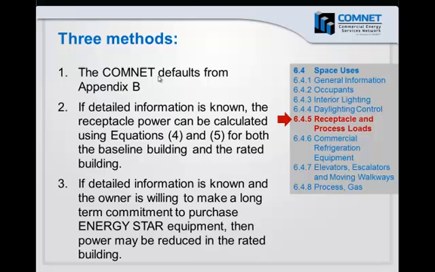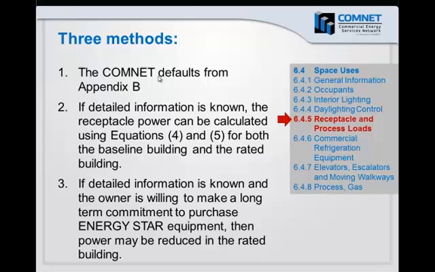But there's three methods that COMNET has developed for developing the receptacle power. The first method is a simple watts per square foot number that you can pull from Appendix B and use. When you do that, that number gets used in both the rated building and the baseline building, so there's no credit. If you have detailed information about the number of computers and copy machines and so forth, then you can actually calculate the receptacle power using equations 4 and 5, which we'll cover in just a moment.